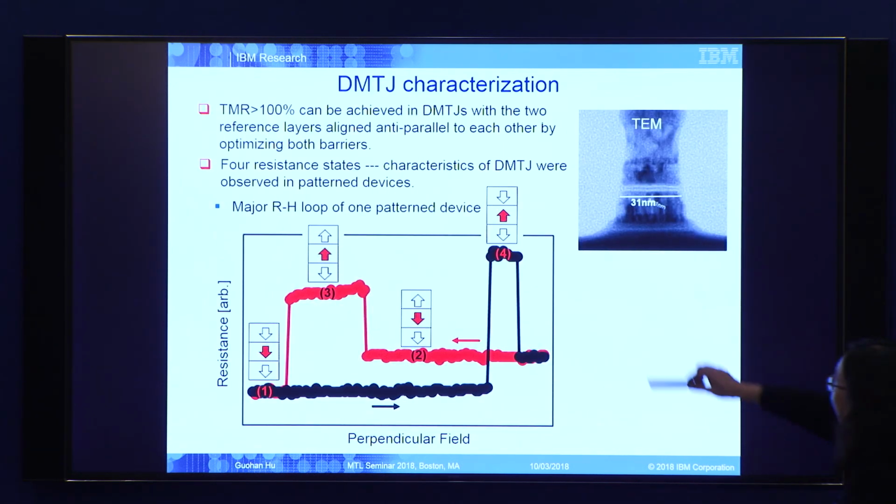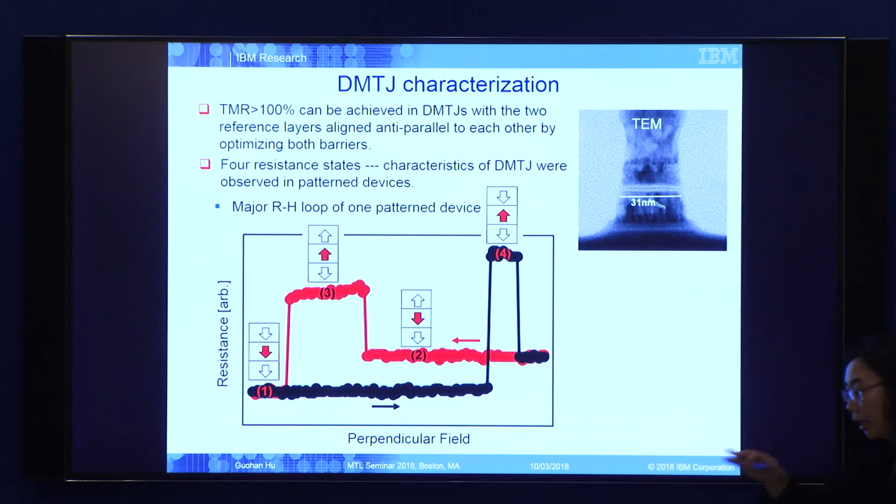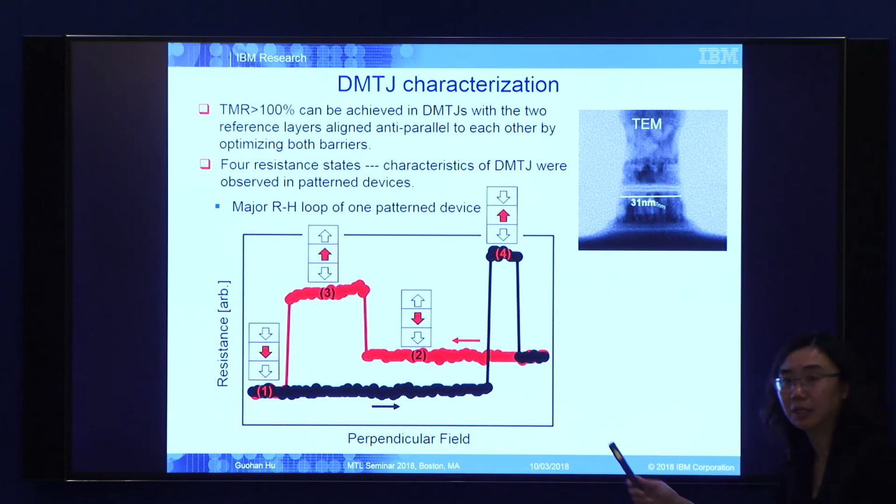So now you have 2 tunnel barriers. Before, there were 2 resistance states. Now you have two barriers, so you can have a combination. And if both of the barriers are alive, you can actually have 4 resistance states. This is a characteristic of double MTJ. So if you make a device and you see 4 resistance states, you know both barriers are alive and contributing in terms of the TMR. And here is the TEM, to show these 2 white lines are the MgO, the 2 tunnel barriers.